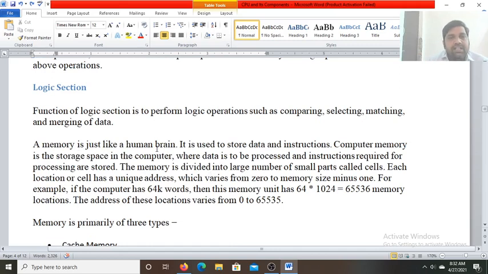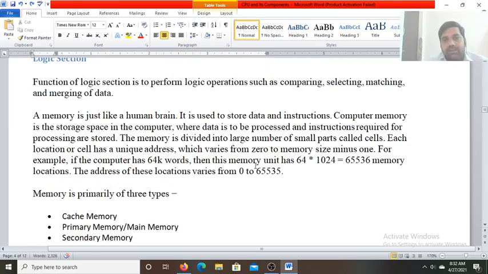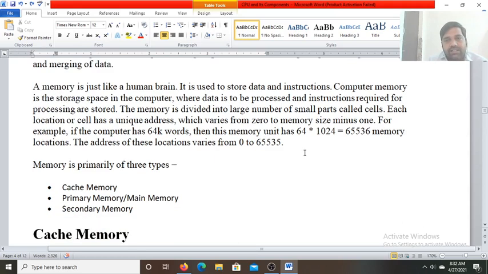So a memory is just like a human brain. Like we store information in our brain, it is used to store the data and instructions. Computer memory is the storage space in the computer where data to be processed, and instructions required for processing, are stored. So all the instructions and all the data are stored in the computer memory. And this memory is divided into a large number of small parts called cells.